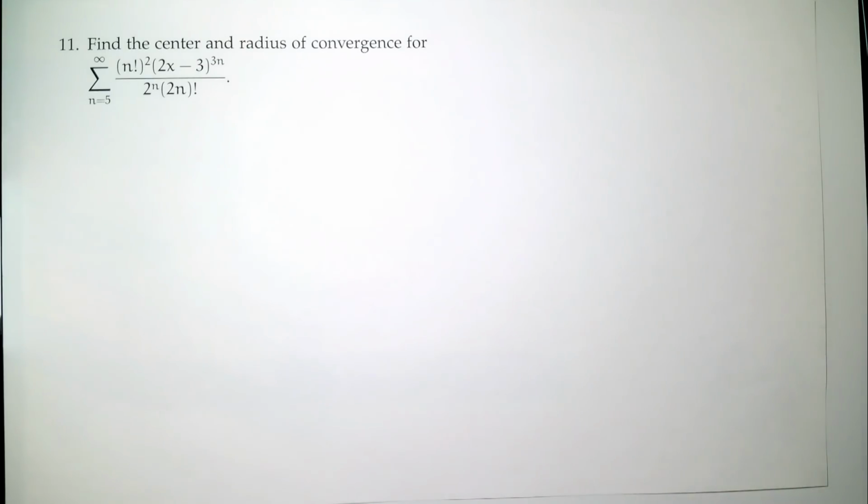Find the center and radius of convergence for the following sum. Now you'll notice this is a different type of question. Not all questions are asking us for the interval of convergence. Now you might say, well, why do you only ask for the center and the radius? Well, that's because we might have a sum where it's really hard to decide on the endpoints.